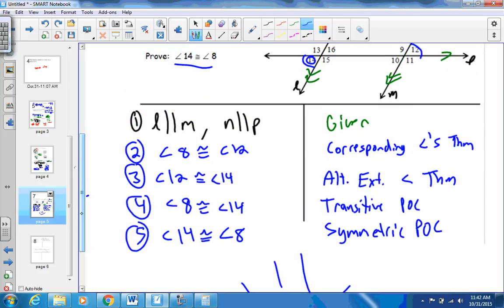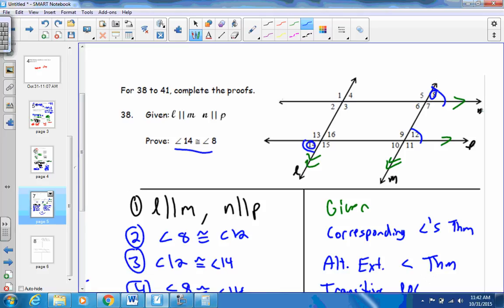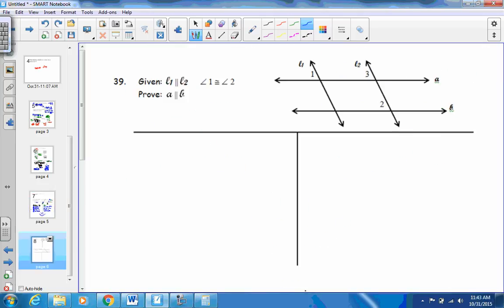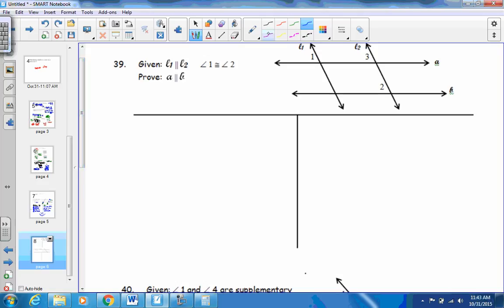Okay, and now there are different steps you could do. You could go from, like we said, angle 8 would also be congruent to angle 10, and then we could do 10 to 14, so we could flip that around a little bit. We could throw in some vertical angles if you'd like to. There's multiple different ways to do it, so don't feel like this is the only way to prove what we need to prove. I will do one more, and that will be number 39. I'm going to use purple, because I'm feeling purple.